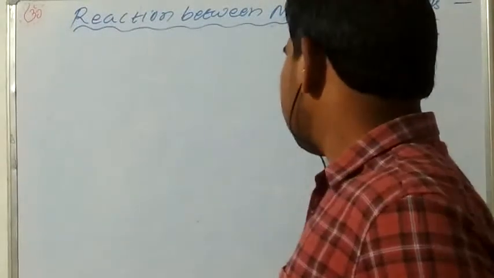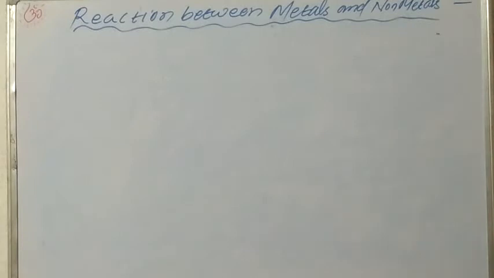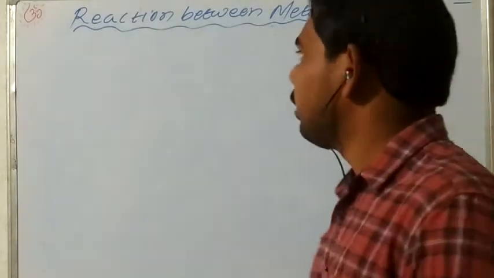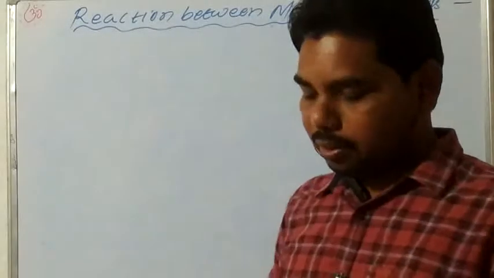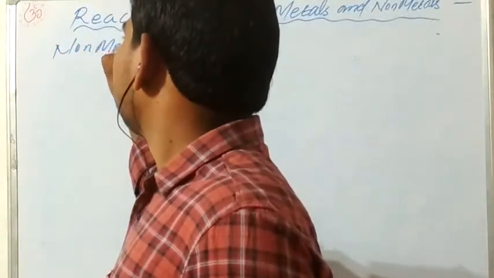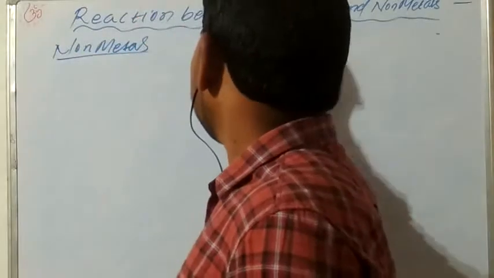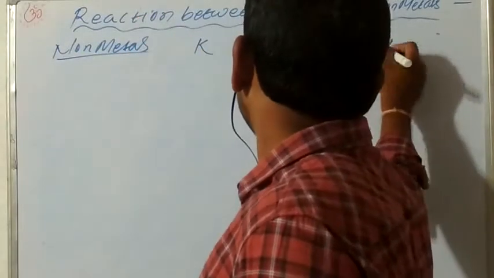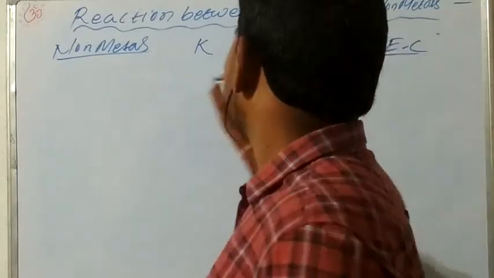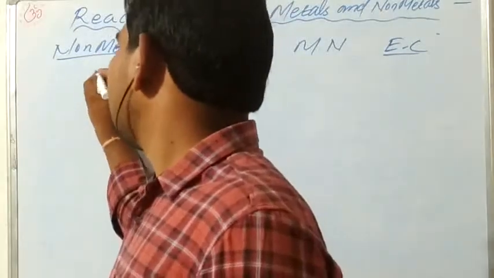Why have we discussed this electronic configuration? Because with the electronic configuration I have to draw the electronic structure of these compounds. Next, non-metals. Examples of non-metals are oxygen.